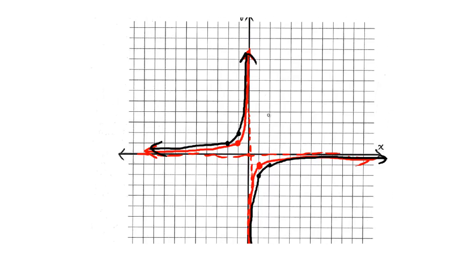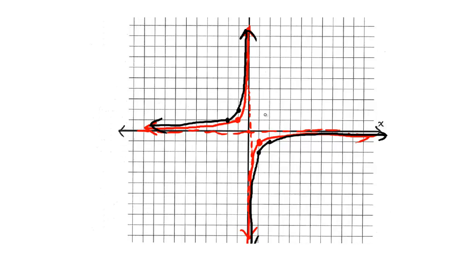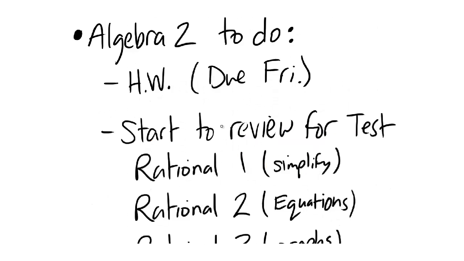Alright. Okay, and so that's what it should look like once you're done. So the black graph is -2 over x. The red graph is -1 over x. If you were going to do -3 over x, it would just be out here. 3 away, 3 away.